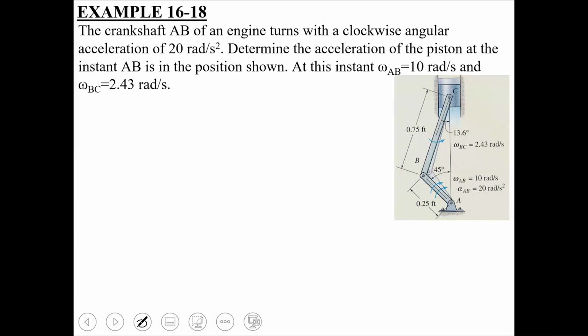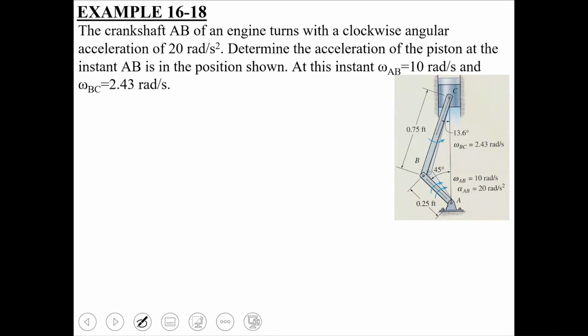Since alpha AB and omega AB are both in the same direction, it means that the crank is angularly accelerating at the instant shown. For this instant, the connecting rod, link BC, also has a known angular velocity, which is 2.43 radians per second. You are being asked to determine the acceleration of the piston at the instant AB is in the position shown. At this instant, omega AB is 10 radians per second and omega BC is 2.43 radians per second. So is the question clear to all of you?